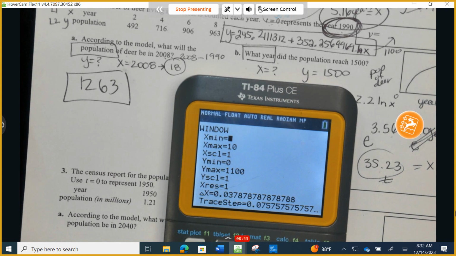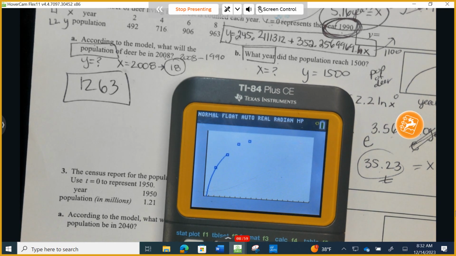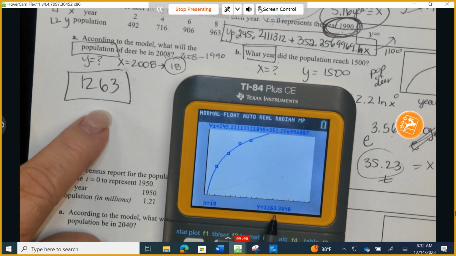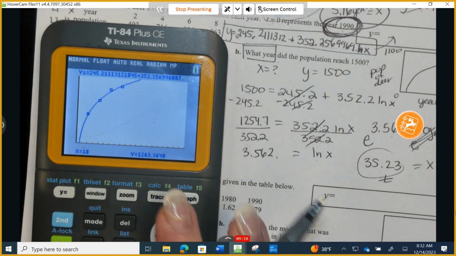Before I plug this in, let's look at the windows. X's don't even go out to 18, so let's extend those out to 18. And now I should be able to see this. Let's check. Second trace value, type in 18, and we can see we get the exact answer. Now let's go to part B.